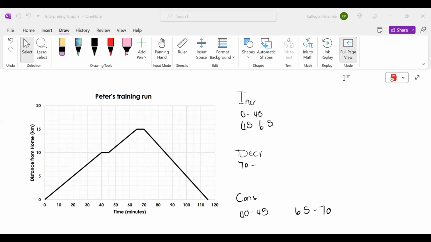I love it. Are you ready for more challenge? Yes, ma'am. Okay, so we've established when it's going up, that means he's running further away, right? What's happening when the distance from home is decreasing? That means he's going home. He's running back towards home. Beautiful, Melissa. So when he runs further away from home, then it's an increasing graph. But if it's the other way, then it's a decreasing graph.